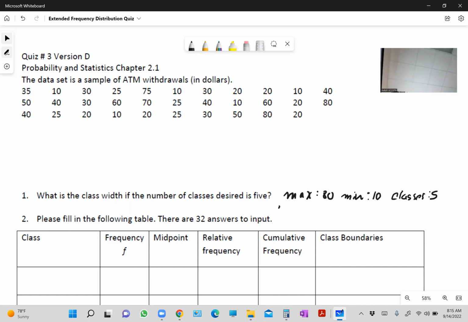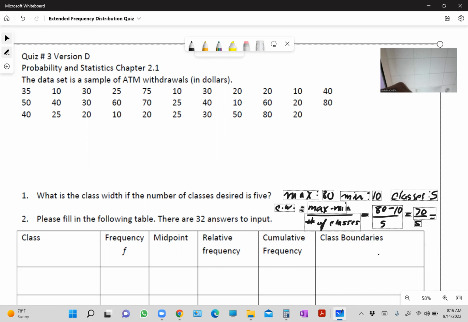My class width is equal to max minus min divided by the number of classes. Now, how many classes did I ask you to do? 5. So we got 80 minus 10 divided by 5. So that's 70 divided by 5. What's 70 divided by 5? Wonderful people. How much? 14.